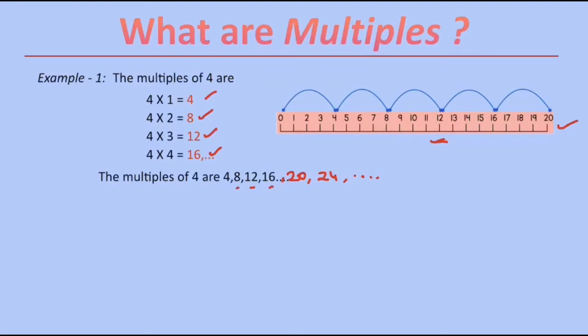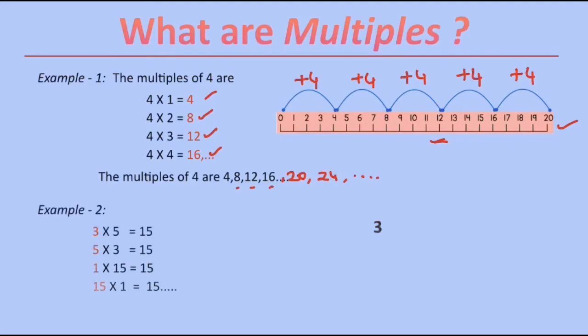Here you are getting the multiples of 4 by adding 4 to the given number. 4 plus 4, 8. 8 plus 4 you will get 12. 12 plus 4 you will get 16. 16 plus 4, 20 and so on.